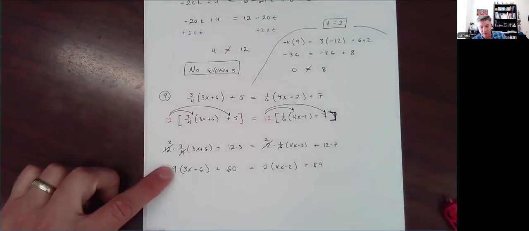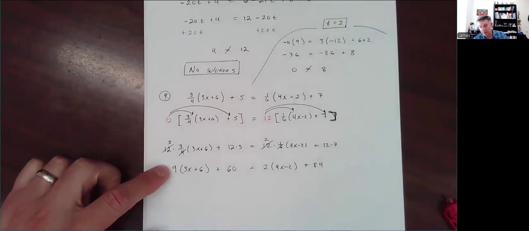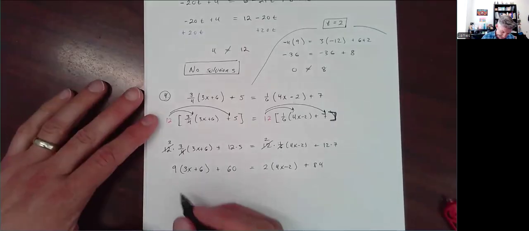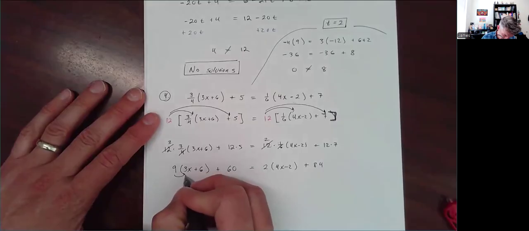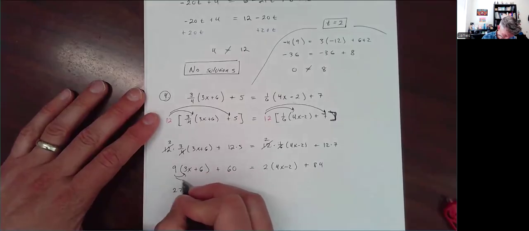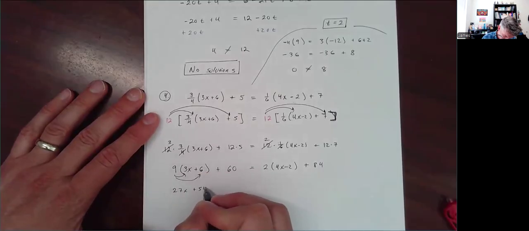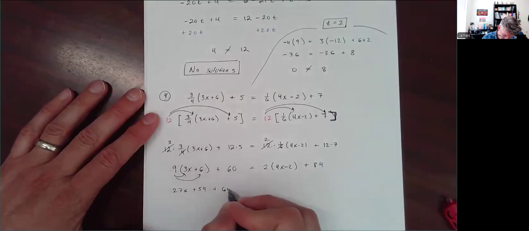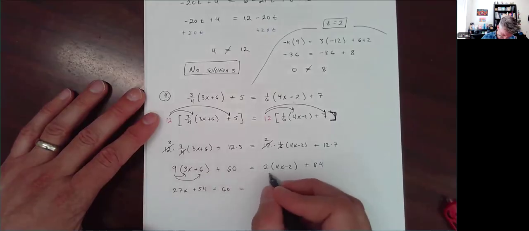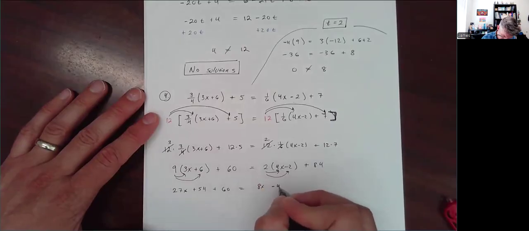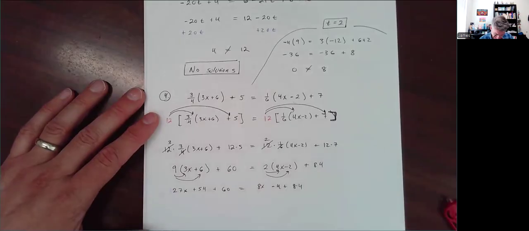And if that was an even number right there, I could divide both sides by 2 to make it a little easier, but it's not, so I'm going to distribute. 9 times 3x is 27x. 9 times 6 is 54. Plus 60, equal to 2 times 4x is 8x. 2 times -2 is -4, plus 84.